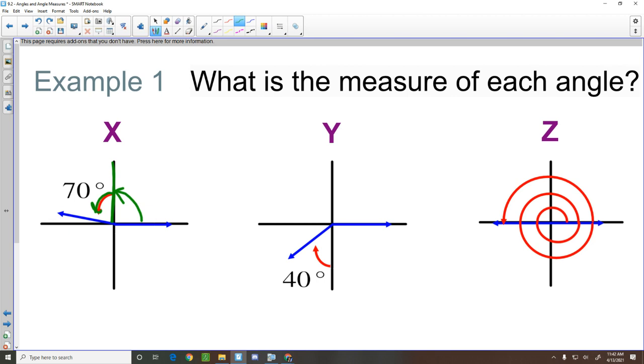How much is it going straight up? How many degrees is it? 180? Well, look right here. It's 90. So if straight up there is 90 and you go 70 more, what number do you get to?